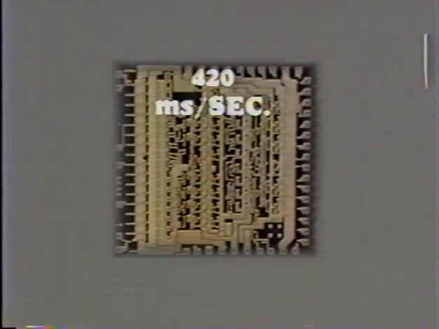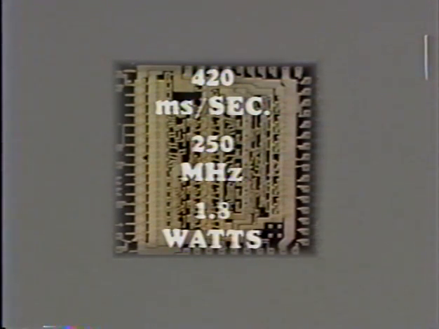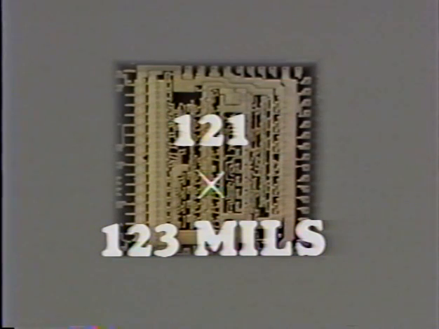In 1976, the first 4-bit quantizer chip was developed, having a sample rate of 420 megasamples per second, or 420 million samples of data in 1 second. Its input bandwidth is 250 megahertz, or 250 million cycles in 1 second, with a power dissipation of 1.8 watts. Its dimensions are 121 by 123 mils.